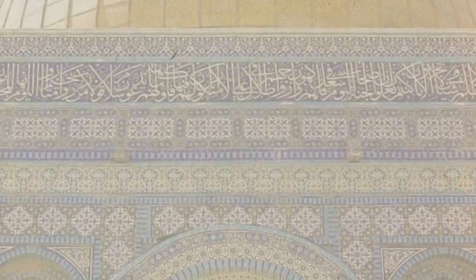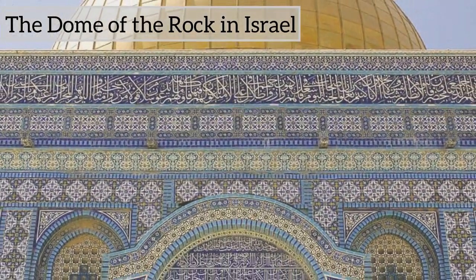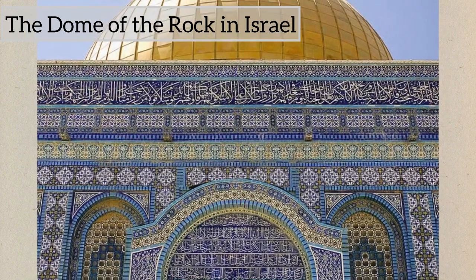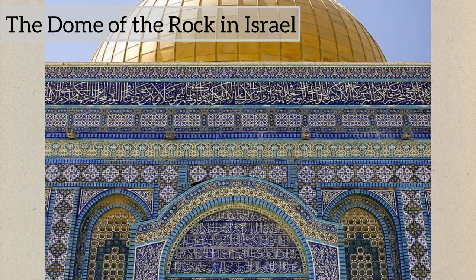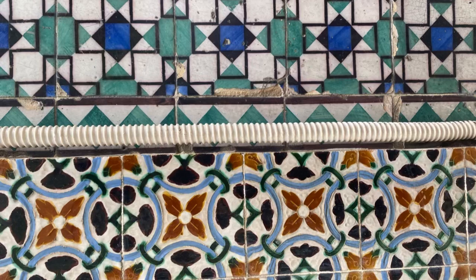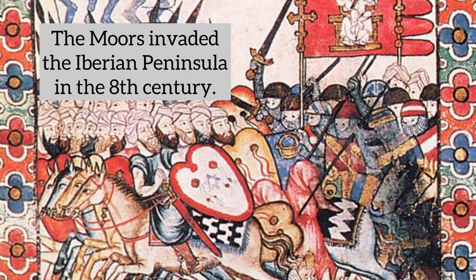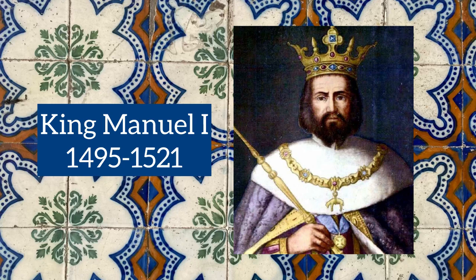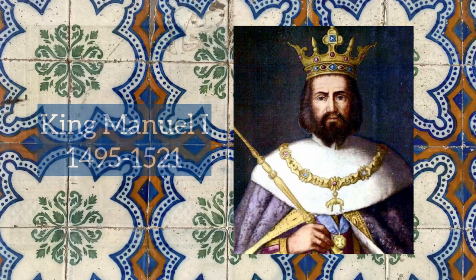Maybe the earliest example of Islamic tile decoration that we can see can be found on the Mosque of the Dome of the Rock. This building is located on the Temple Mount in Jerusalem in Israel. This Islamic art influence found its way into Spain and Portugal when the Moors invaded the Iberian Peninsula in the 8th century AD.